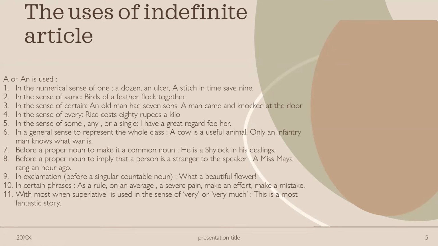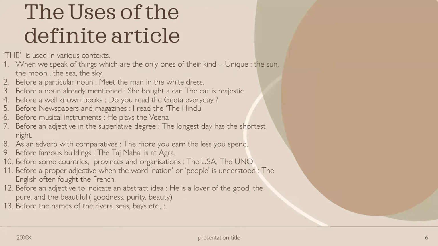With most, when the superlative is used in the sense of very or very much: this is a most fantastic story. You do not say 'the' here, as in 'this is the most fantastic story'. Why? Because you are using it in a very particular way, meaning very much. In such cases, you use: this is a most fantastic story.